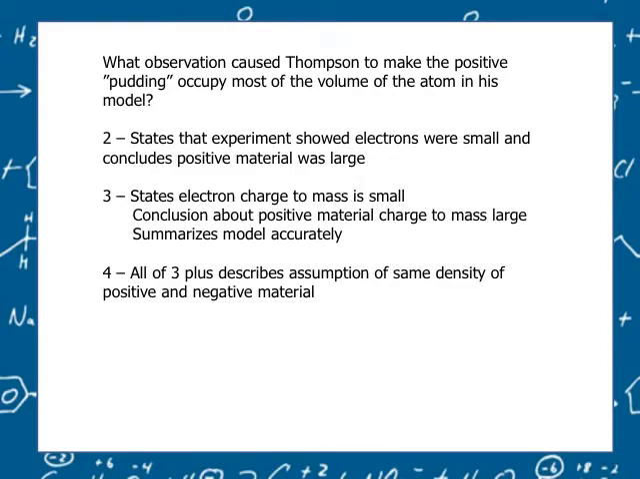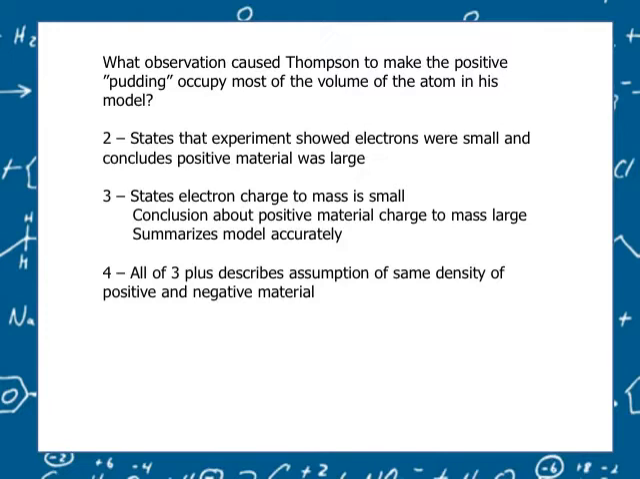The first one I want to describe is Thompson and his use of the cathode ray tube experiment to discover the electron and come up with his plum pudding model. If you state the results of the experiment, that the electrons were found to be small and the positive material was found to have a large part of the atom's mass, but provide no reasoning, you're going to score 2.